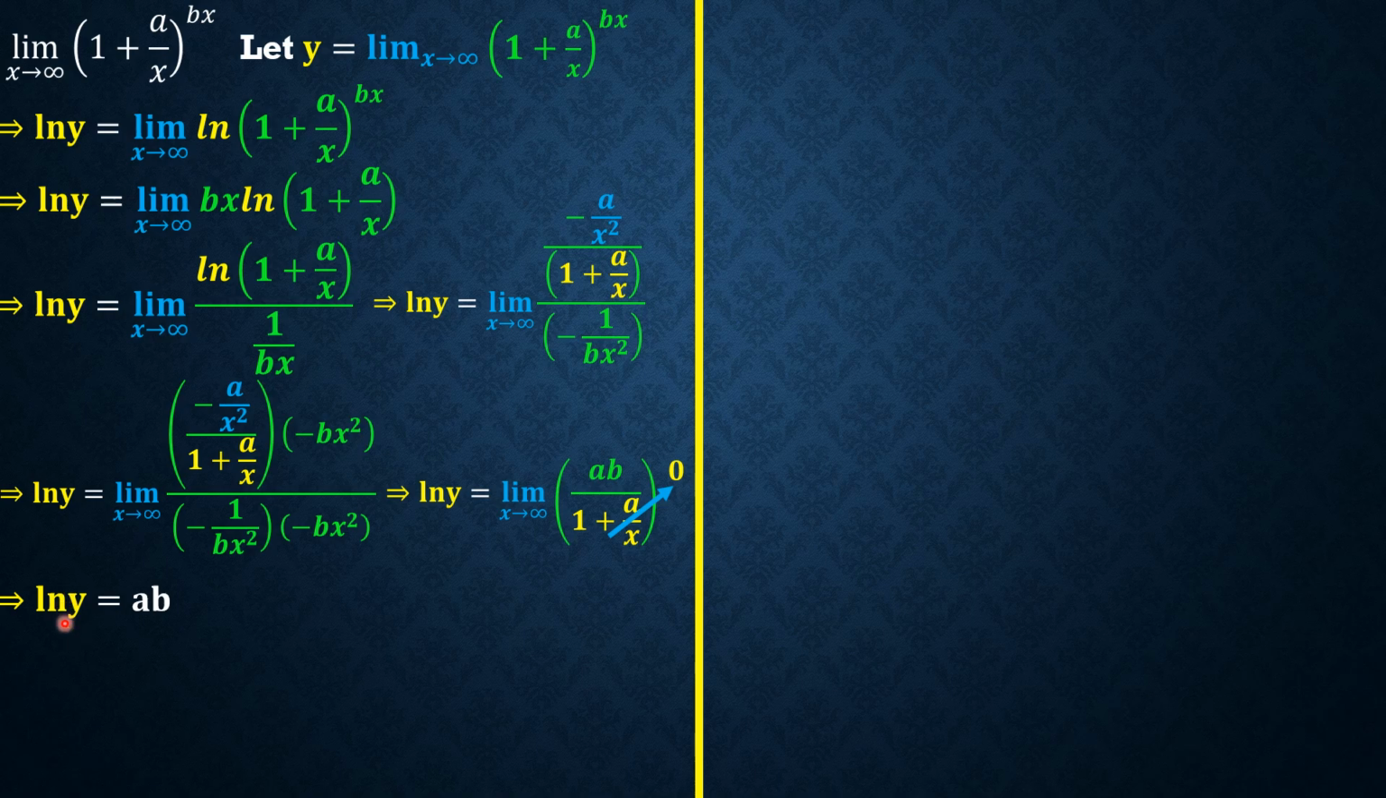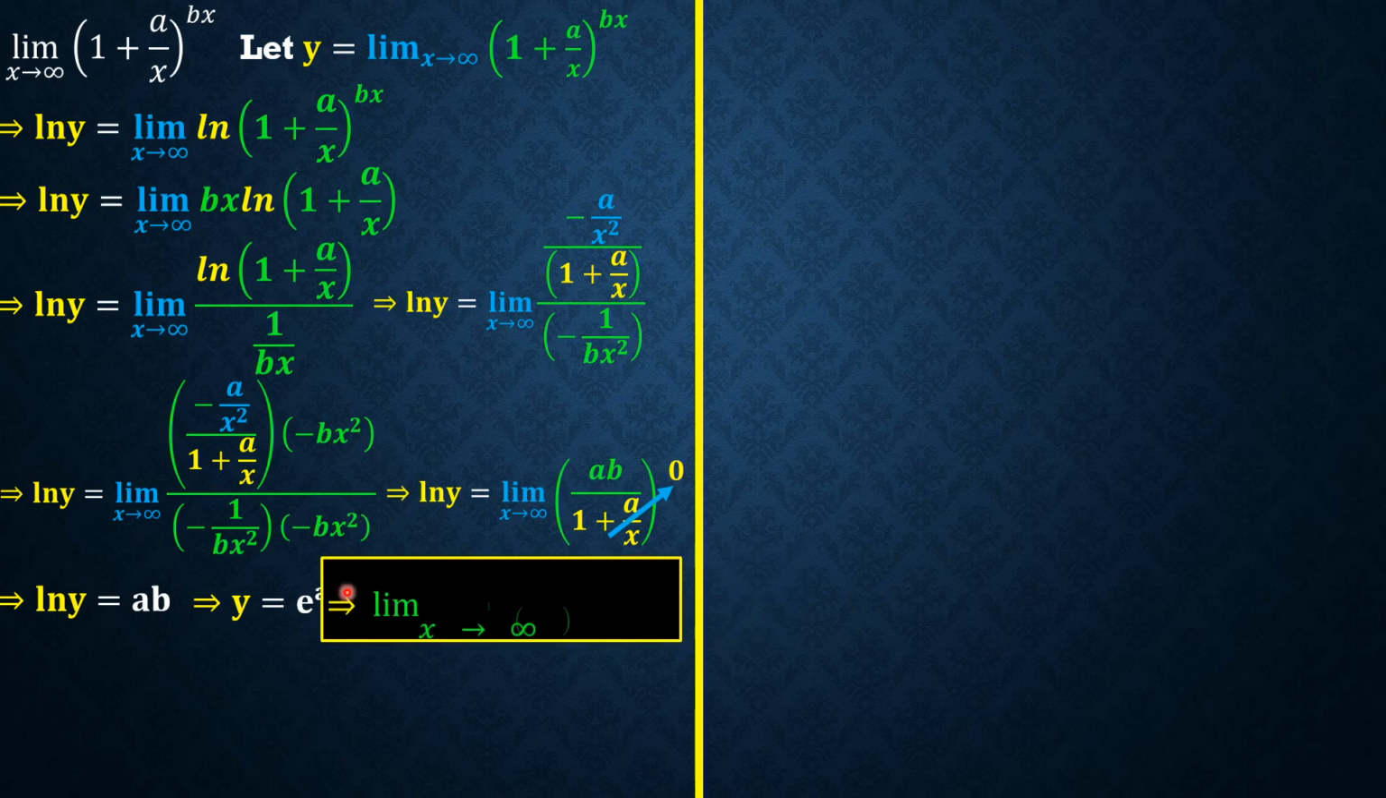At this point, to solve for y, we simply take e to the power on both sides. We are going to have y to be same like e raised to the power ab. Keep in mind that e raised to the power ln y is y. E raised to the power ln anything is just that thing. So we have y to be same like e raised to the power ab. But guys, what is our y? Our y is the limit as x goes to infinity of 1 plus a over x raised to the power bx. So in this case, the limit as x goes to infinity of 1 plus a over x raised to the power bx is the same like e raised to the power ab.